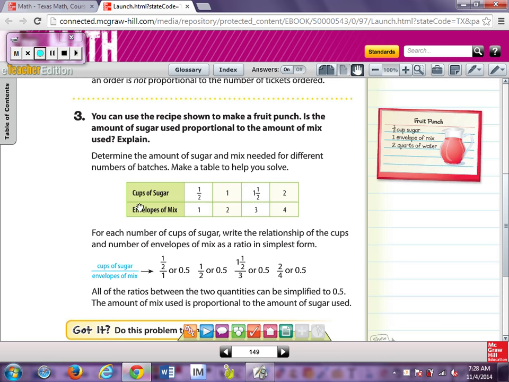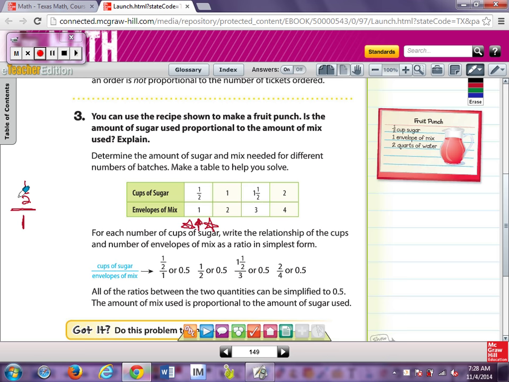And if I look here, I have cups of sugar compared to envelopes of mix. Well, I have half a cup of sugar compared to 1 envelope of mix. That's actually great news for me, because once they give me something compared to 1, I know, bam, I have a unit rate. So I have 1/2 compared to 1. After studying complex fractions, I understand it's not a big deal. Half a cup of sugar to 1 packet of mix. I can understand that in my head. So there's nothing really mathematically crazy going on.